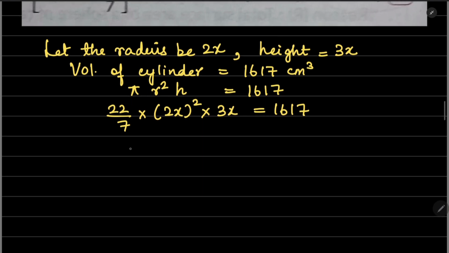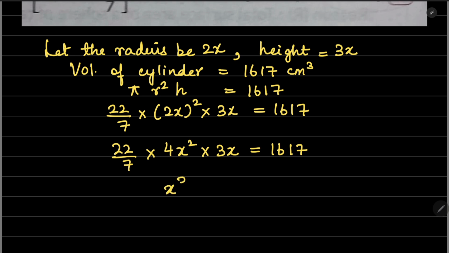Okay, so it is nothing but 22 by 7 multiplied by 4x square multiplied by 3x is equal to 1617. 4 3s are 12, right? Or else you can take x cube directly. x cube is equal to 1617 multiplied by 7, cross multiply, whole divided by 22 into 4 into 3.